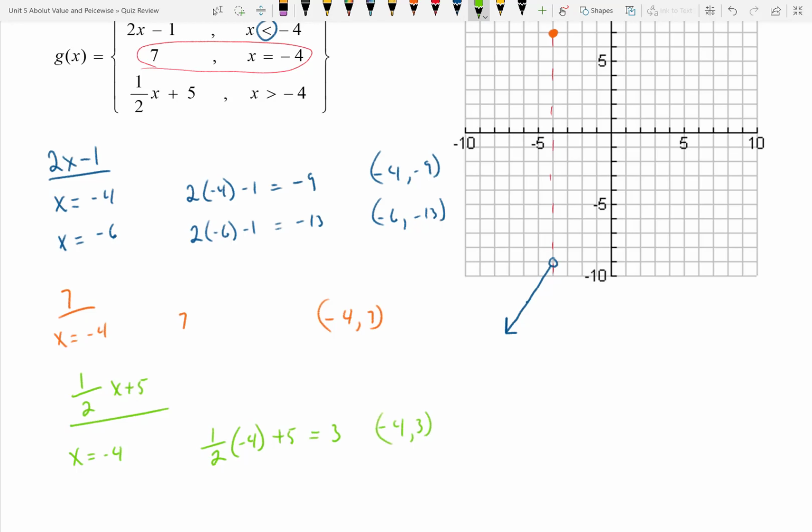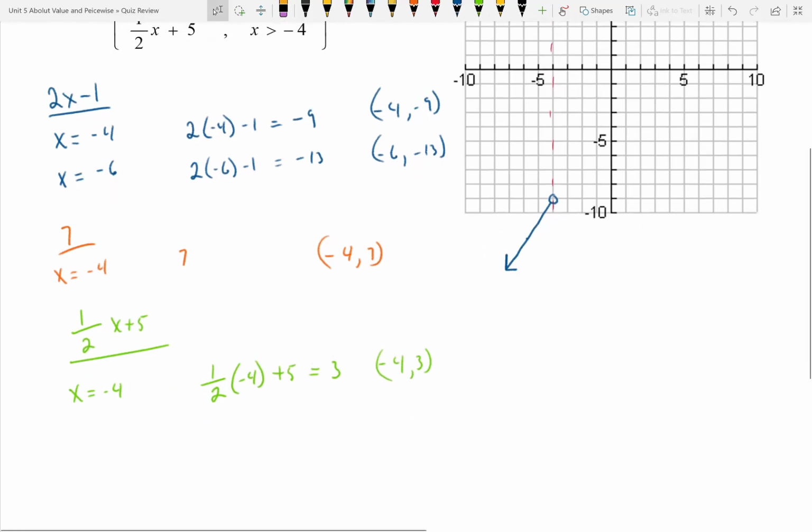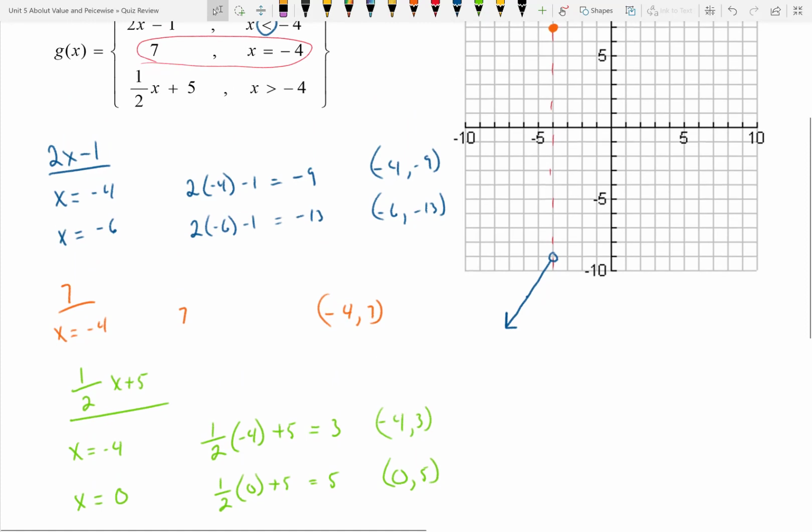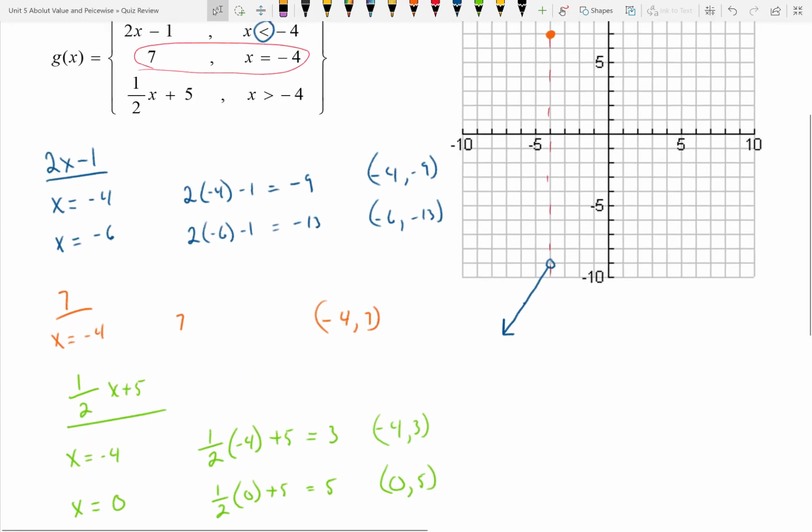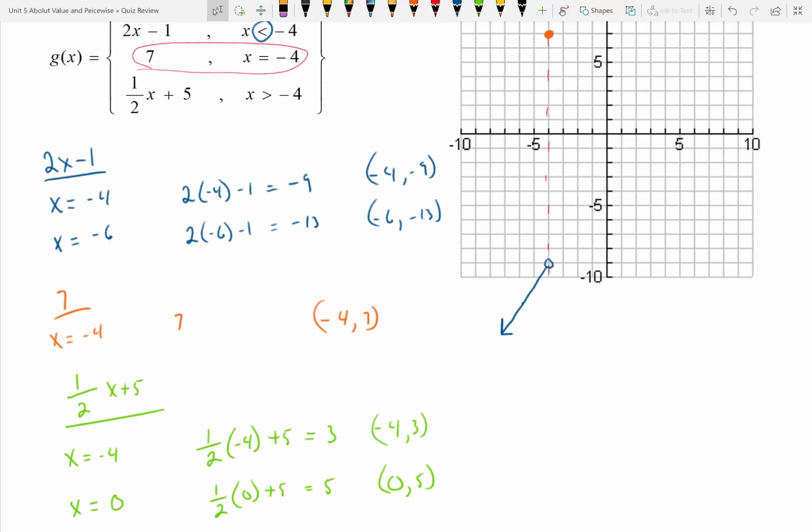And then we'll find one more point. Since this piece of the function is defined at the y-axis, I'll go ahead and find the y-intercept. I'll find it for x equals 0. It's always easy to evaluate. 1/2 times 0 plus 5 equals 5. So we have a point at 0, 5. And again, that point is not a boundary, so I'll just plot a little tick mark there to help guide my straight edge as I plot this point.